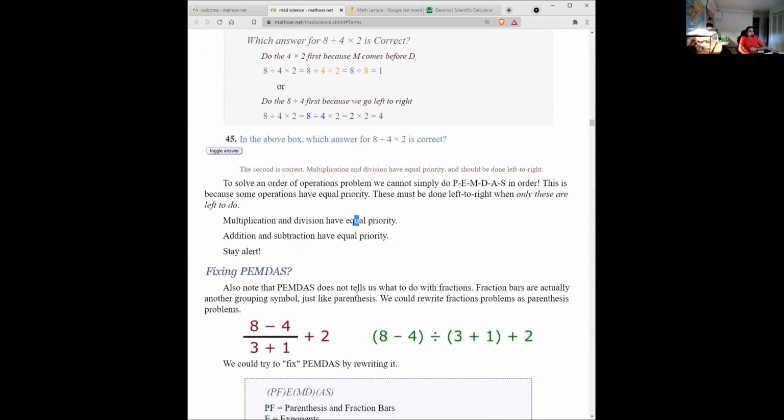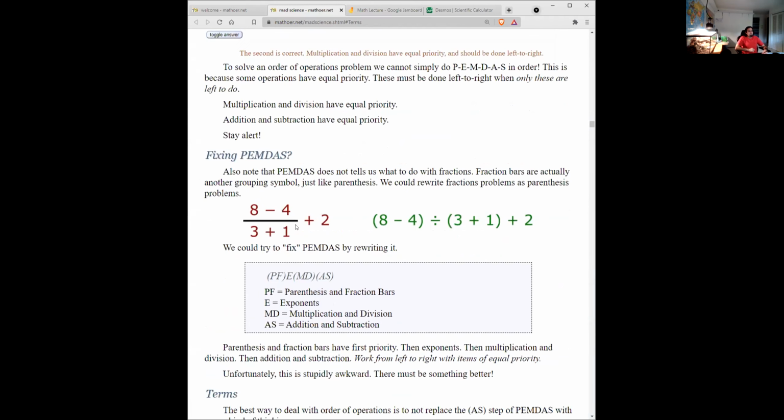It's also true that PEMDAS is broken in another way: fraction bars are grouping symbols. Anything you write with a fraction bar, I can also write with a division symbol in parentheses. So it really should be that fraction bars are in there also. If I was to write it correctly, it would again be something like that, but no one ever does that. You should not do that. I am not recommending it, but in your brain, have the idea that parentheses and fraction bars are one kind of thing, exponents are one kind of thing, multiplying and dividing is one kind of thing, and addition and subtraction is a fourth kind of thing.